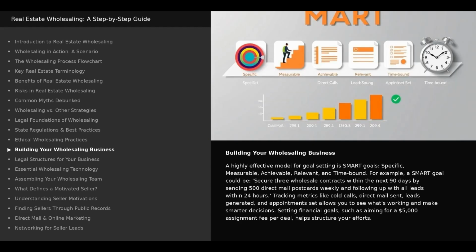A highly effective model for goal setting is SMART goals: specific, measurable, achievable, relevant, and time-bound. For example, a SMART goal could be secure 3 wholesale contracts within the next 90 days by sending 500 direct mail postcards weekly and following up with all leads within 24 hours. Tracking metrics like cold calls, direct mail sent, leads generated, and appointments set allows you to see what's working and make smarter decisions. Setting financial goals, such as aiming for a $5,000 assignment fee per deal, helps structure your efforts.